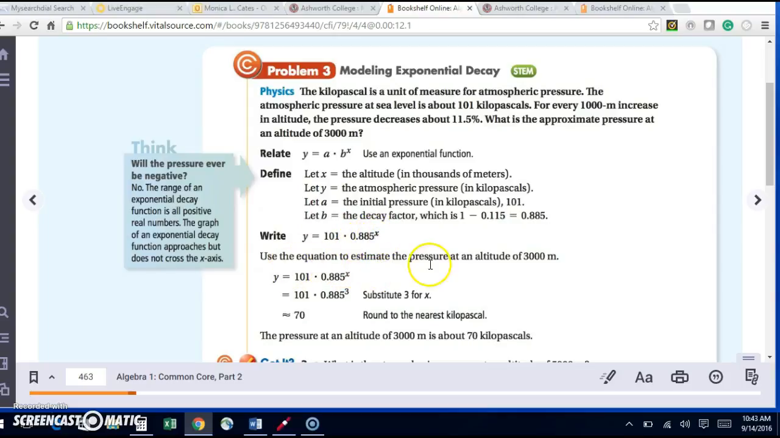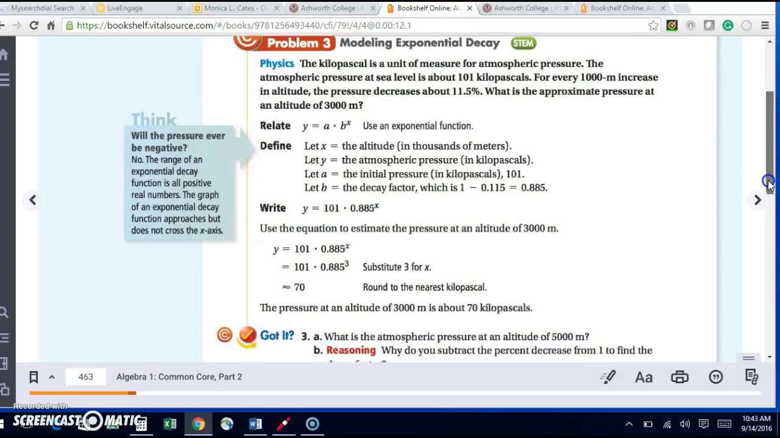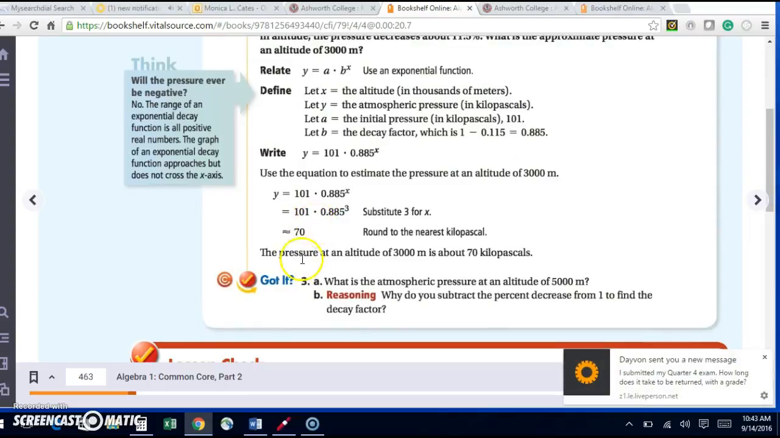It says use the equation to estimate the pressure at an altitude of 3,000 meters. And again, we have this x is in thousands, so I don't have to use 3,000. I can just use 3. And so when I do that, I get 70. So after I evaluate, I get 70, and I round it to the nearest pascal. So it says the pressure at an altitude of 3,000 meters is about 70 kilopascals.